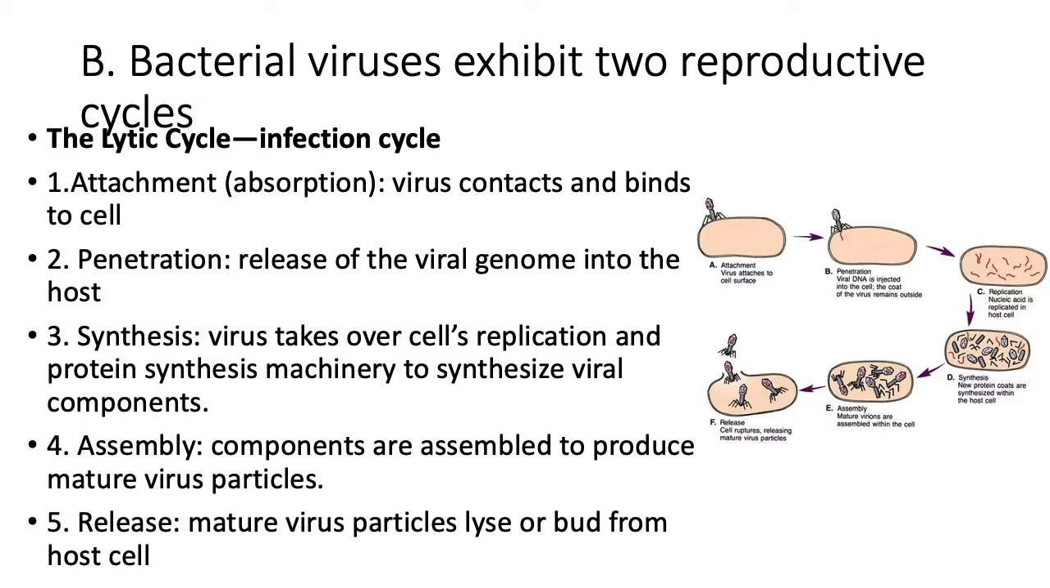So there are five steps to the lytic cycle infection. First one is attachment, also known as absorption. Basically, the virus just attaches to that host cell, somehow binds itself to it. The second step is called penetration, where it will pierce through that cell wall and inject the DNA, the viral genome. Once the DNA is inside the host cell, it will kind of hijack some of that machinery and replicate more of that nucleic acid.